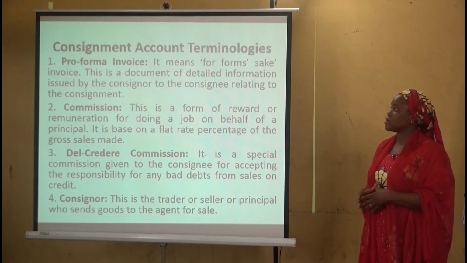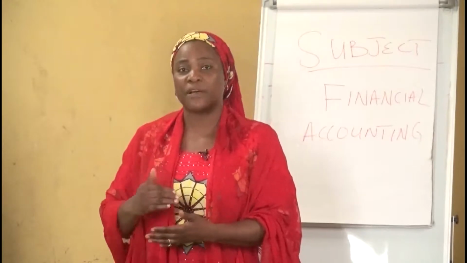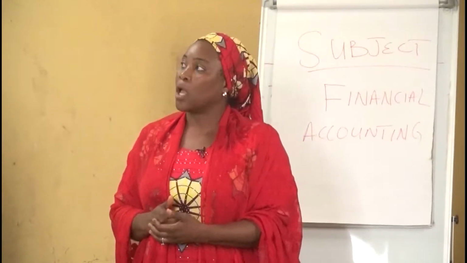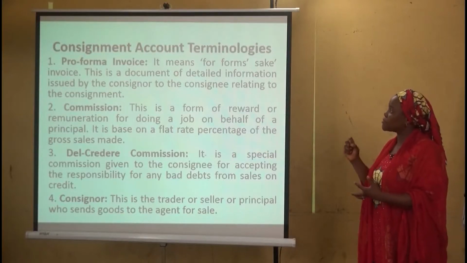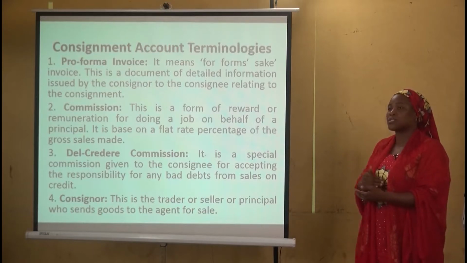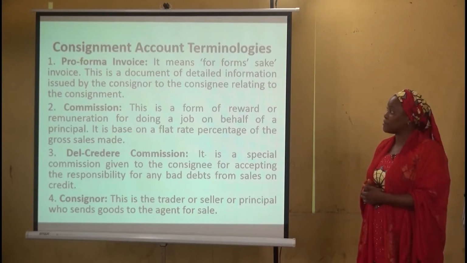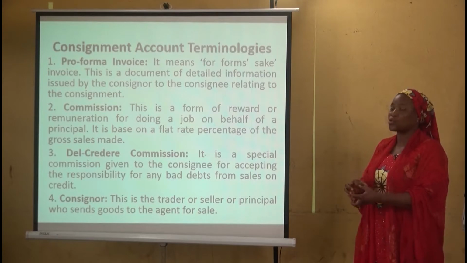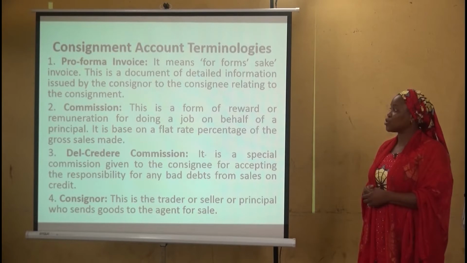In an ordinary sale, you can be given an invoice after you have purchased your goods. In a consignment account, we call it pro forma, which is always inscribed on the invoice. Here, all the details of goods sent to the consignee are stated on that pro forma invoice, attached to the goods on consignment.